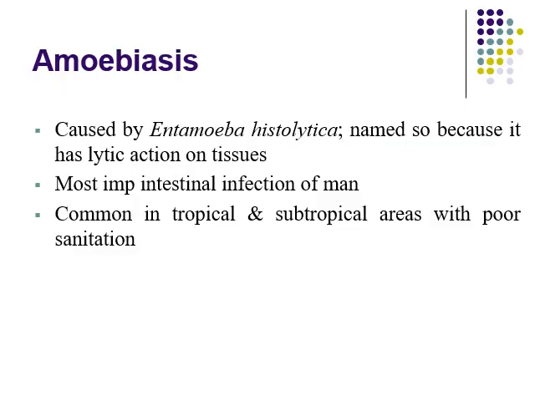Amoebiasis is caused by a parasite Entamoeba histolytica, and the parasite is named so because Entamoeba histolytica means it has lytic action on the tissues. It lyses the tissue, and hence the name Entamoeba histolytica. It is a very common parasitic infection in the tropical and subtropical countries.